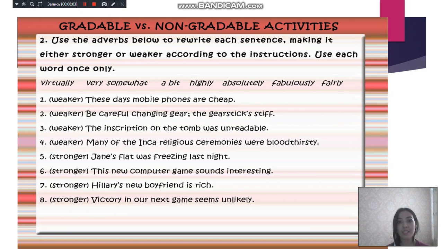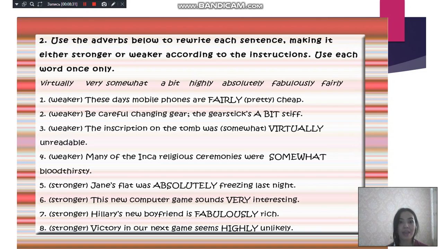Now here is the second task for you. Use the adverbs below to rewrite each sentence, making it either stronger or weaker. You have to use each word only once: virtually, very, somewhat, a bit, highly, absolutely, fabulously, and fairly. Let's look. These days mobile phones are fairly cheap. Fairly here is an example of pretty cheap, weaker. Be careful changing gear, the joystick is a bit stiff. The inscription on the tomb was virtually unreadable. Many of the Inca religious ceremonies were somewhat bloodthirsty. Next, Jane was absolutely freezing last night.